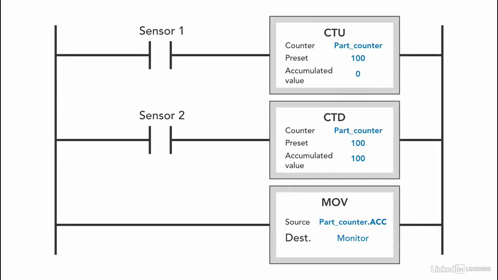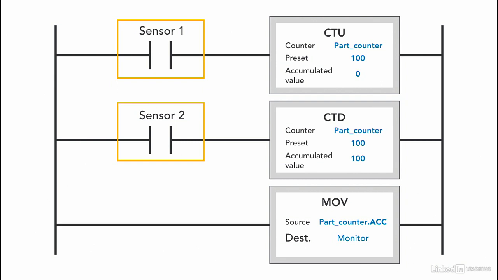If we want to keep track of the same entity, we use the same address, the same memory location, for both counter up and counter down. So we use a separate count up instruction and a separate count down instruction with the same memory address. Sensor 1 will increment the counter up and sensor 2 will increment the counter down.